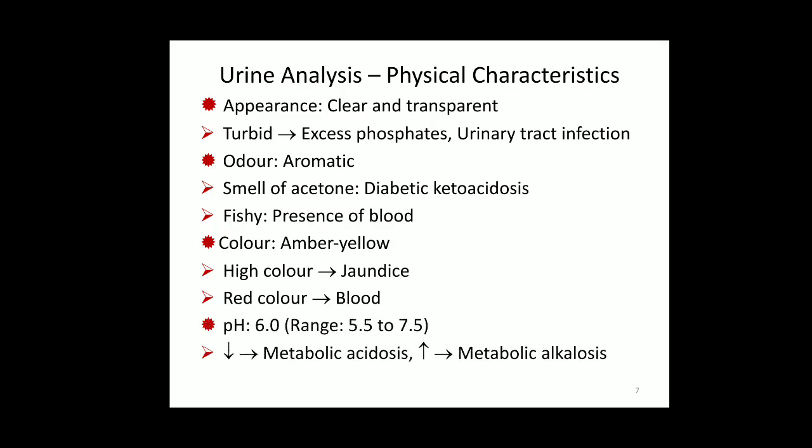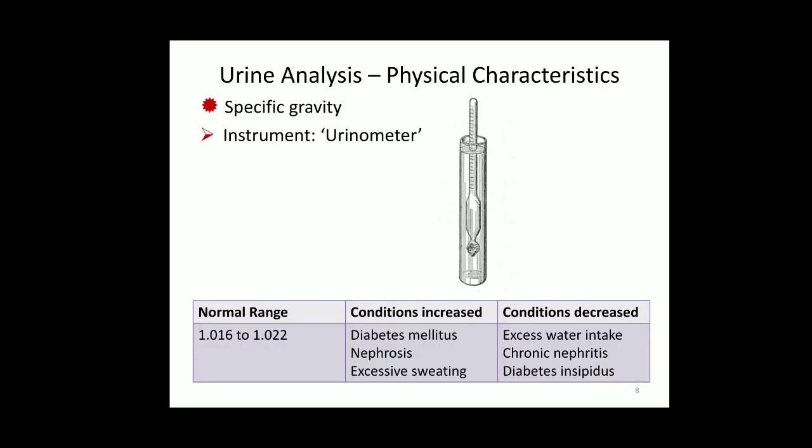Then pH ranges between 5.5 to 7.5. Usually it is acidic, around 6. It is decreased in acidosis and increased in alkalosis. Then specific gravity: the normal range is 1.016 to 1.022. This is measured using an instrument called a urinometer. The specific gravity increases in diabetes mellitus, nephrosis and sweating. It decreases in excess water intake, chronic nephritis and diabetes insipidus. If the urine is more dilute, the specific gravity is decreased. If the urine is concentrated, specific gravity is increased.